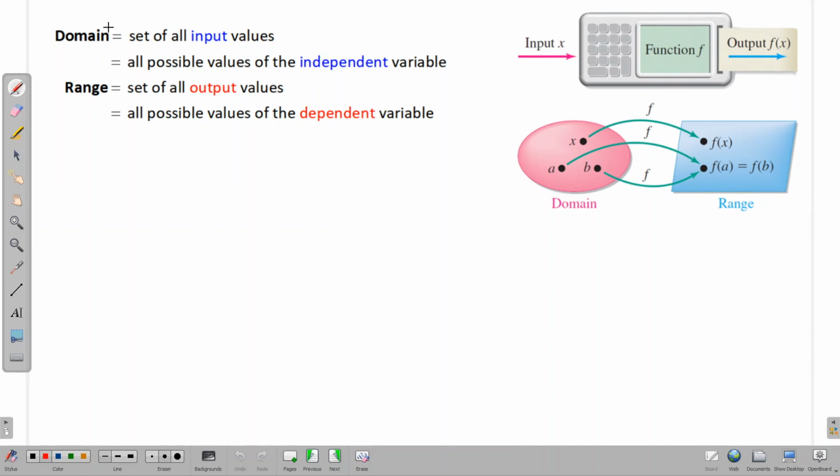Now, again, just to reiterate, we said the domain is the set of all input values. We also can define it as the set of all possible values of the independent variable. And then the range is the set of all output values, or the dependent variables. The output depends on what the input is. So that's where these 2 words come from. You are free, you are independent to pick. The choice that you plug in is independent, but the output value depends on what you plug in.